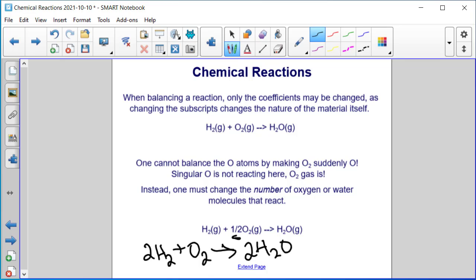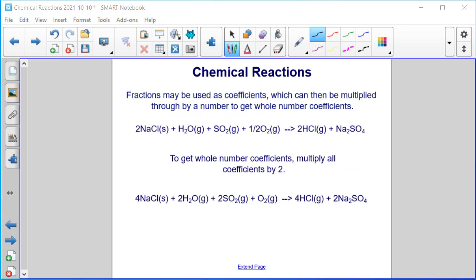There are 4 hydrogens on the left, 4 hydrogens on the right, 2 oxygens on the left, and 2 oxygens on the right. All right, so as we saw in the previous slide, fractions may be used as coefficients, but then we multiply through by a number to get whole number coefficients. So if we look at this example here, we have a 1/2 O2 again, just like we did on the previous slide. So to get a whole number, multiply all the coefficients by 2.